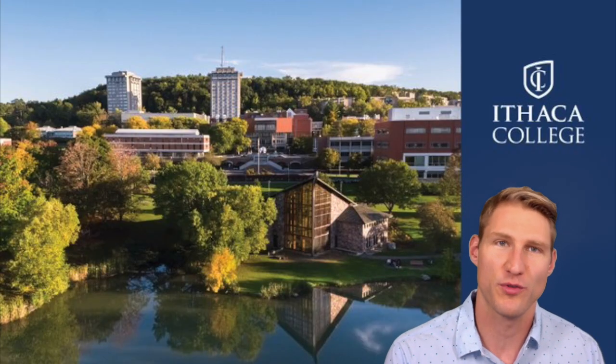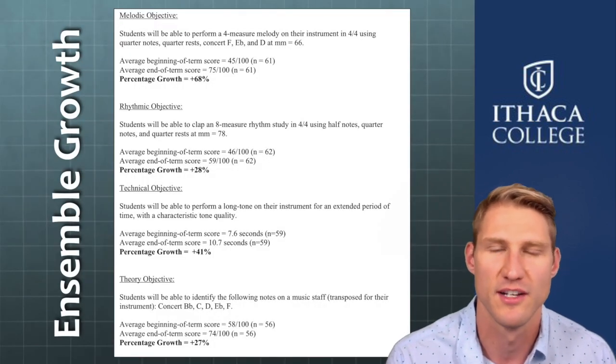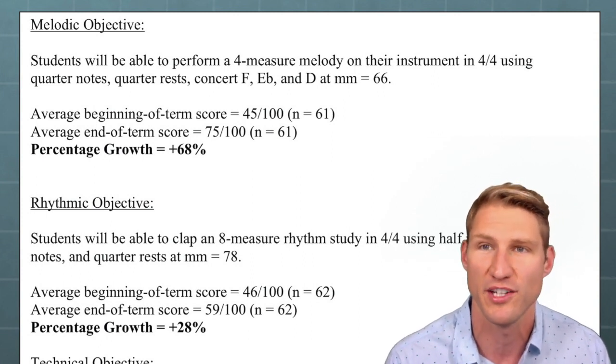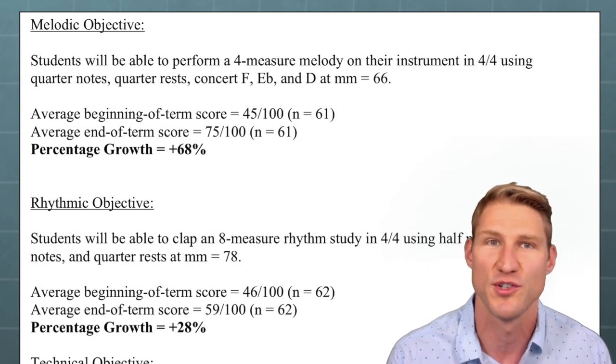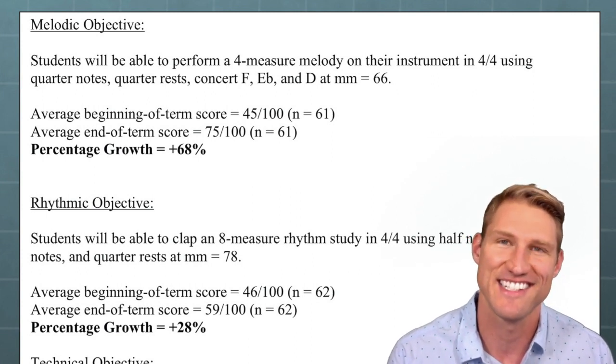So back to the fourth grade band, here are some different objectives that I had for my fourth grade wind band players. A melodic objective was students will be able to perform a 4-measure melody on their instrument in 4/4 time using quarter notes, quarter rests, concert F, E flat, and D at 66 beats per minute.